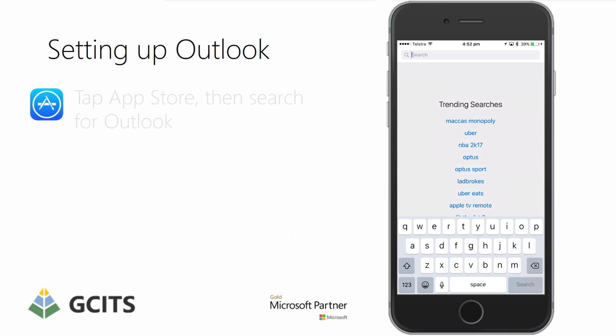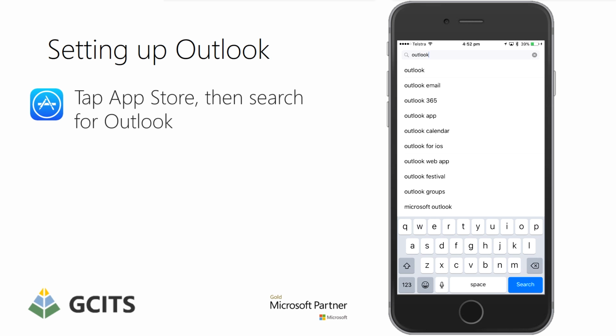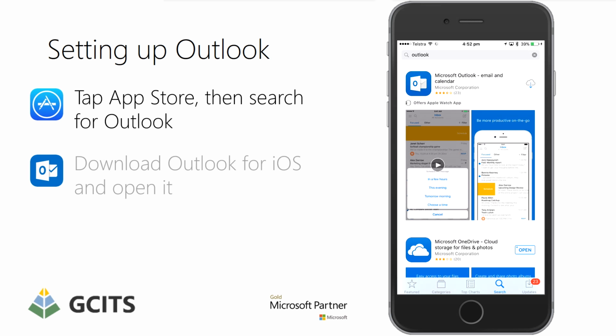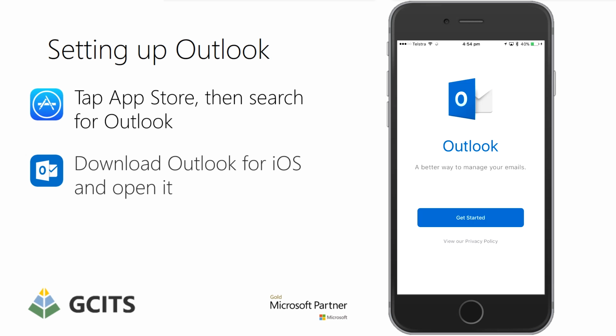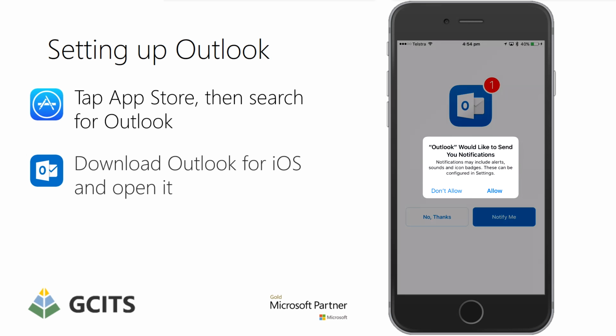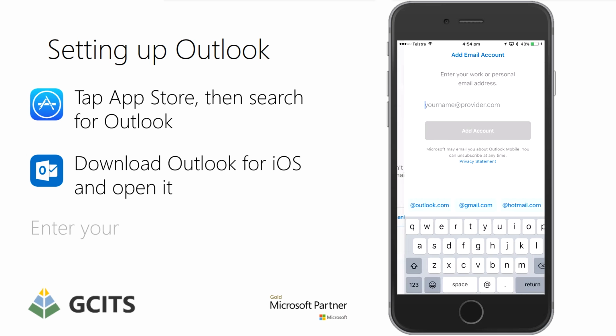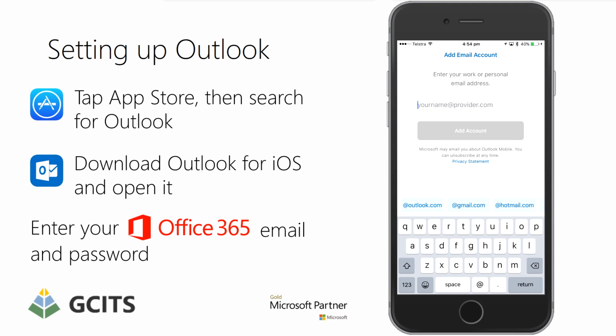And the way that you do that is open up the App Store and then search for Outlook. You should see Microsoft Outlook, and then we can download this app here, and then we want to open it up. We can tap Get Started, we can say Notify Me and choose Allow, and this will let us know when we get an important email or an invite to a calendar appointment. And then we put our Office 365 email address in, and then we tap Add Account.